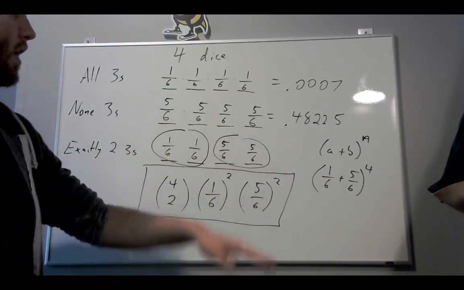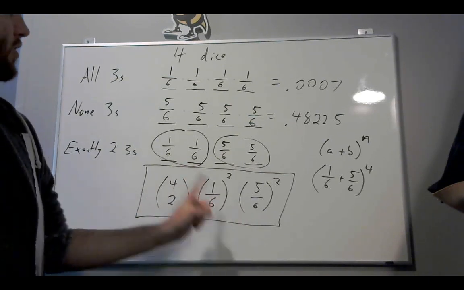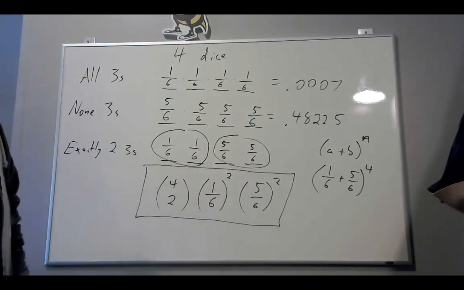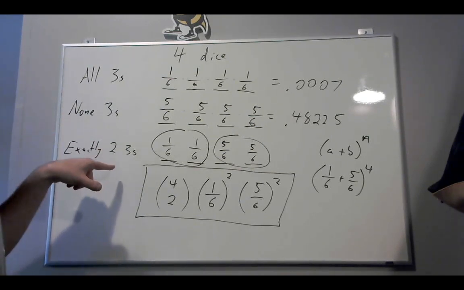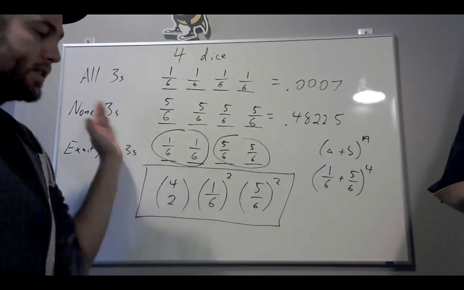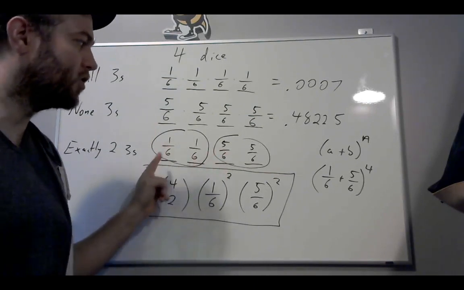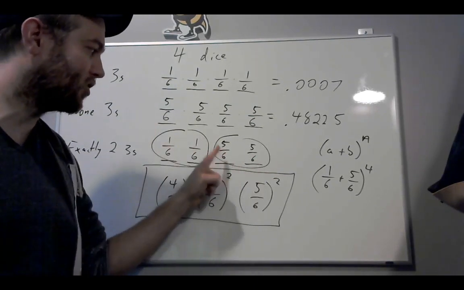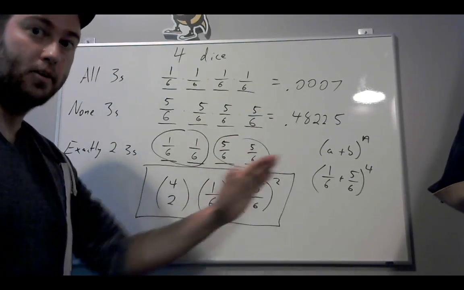So we can plug in our combination times each of these pieces and get out what the probability is. Again, exactly 2 means that the 2 could come from any of these 4 dice. It's not just the first 2. It could be the 1st and the 3rd, or the 1st and the 4th, or the 2nd and the 3rd, or the 2nd and the 4th, or the 3rd and the 4th. I just listed out all the different ways.